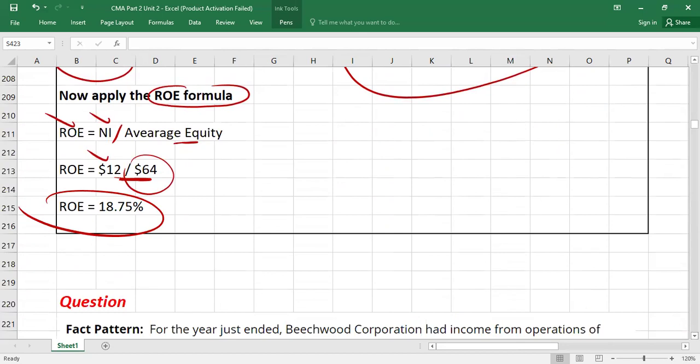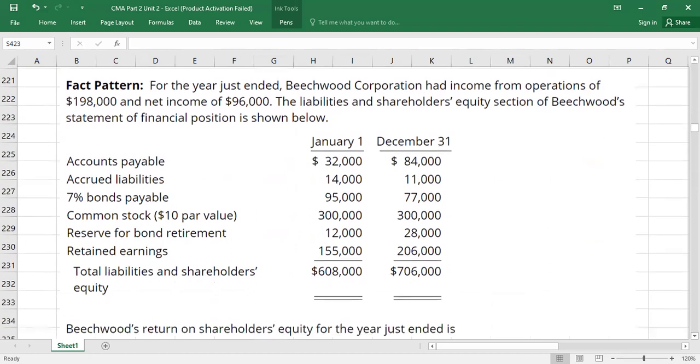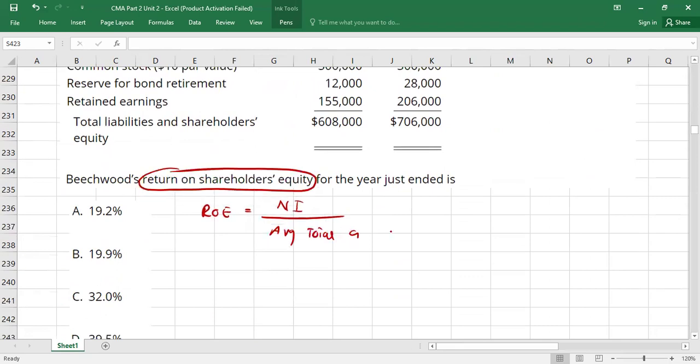Okay guys, then we have another question also. So here we go. I'm just reading first the requirement of the question. They're saying you have to calculate return on shareholders' equity, return on equity. And what is the formula? Return on equity is net income divided by average total equity. Or there is another formula I told you, the alternative way: return on equity equals return on asset divided by 1 minus debt ratio.